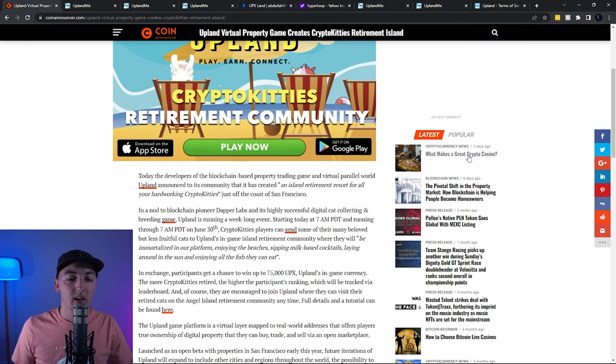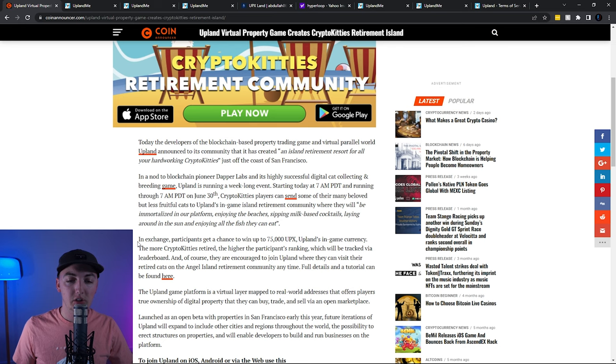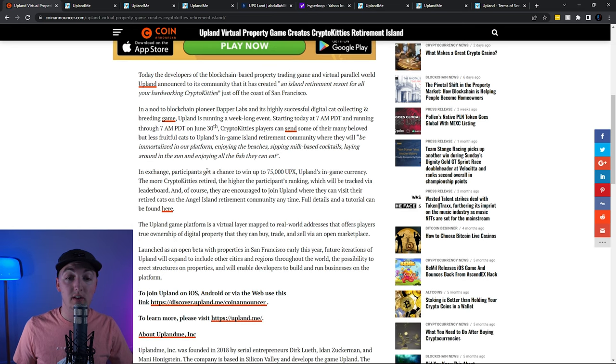It says: today, the developers of the blockchain-based property trading game and virtual parallel world Upland announced to its community that it has created an island retirement resort for all your hardworking CryptoKitties. In exchange, participants get a chance to win up to 75,000 UPX, Upland's in-game currency. The more CryptoKitties retired, the higher the participant's ranking. So you had a chance to essentially trade your CryptoKitty NFTs into Upland, and they actually made replicas.